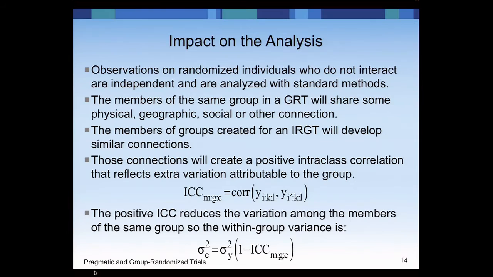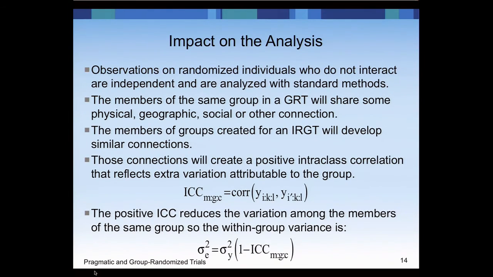The members of the same group in a group randomized trial will share some physical or geographic, social, or other connection. Those connections will exist before we ever show up on the scene to conduct the study. The students who attend the same school have grown up together often, play together, attend classes together. And so there is very naturally a series of connections among the students attending the same school. That will also be true of workers in the same work site, or often patients who see the same physician. If we create groups in an individually randomized group treatment trial to deliver part of our treatment, the members of those groups will often develop similar connections over the course of the study.